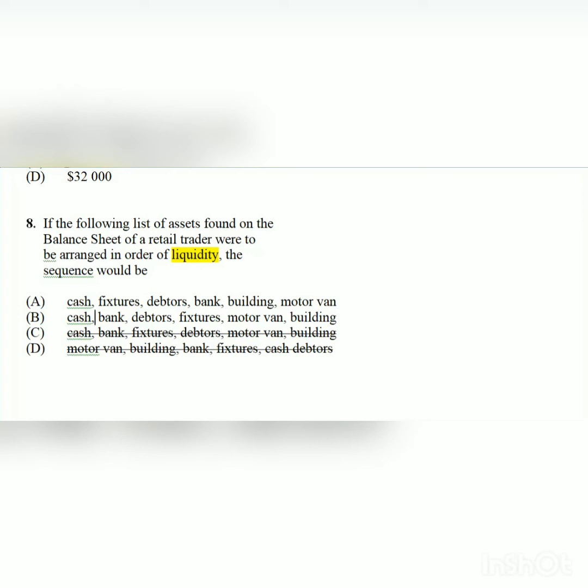Then you start to sell out your fixtures. Move from your fixtures to your motor van. Get rid of your motor van. Then the most permanent asset that you have here would be the building. That would be the hardest to turn into cash, because in truth and in fact, you'd have to find somebody who wants to purchase this building before you can actually get cash. So B here would be the most suitable answer for the order of liquidity.